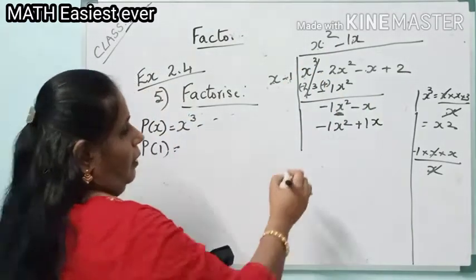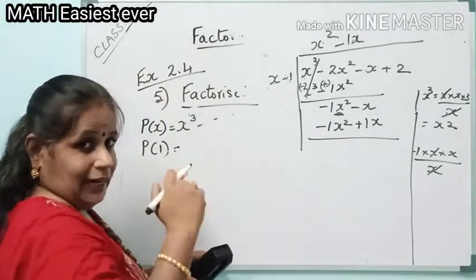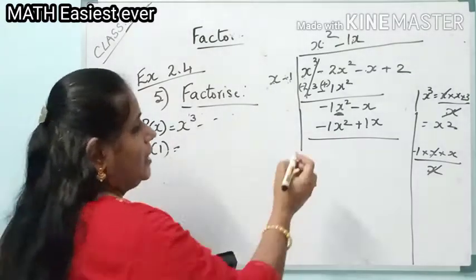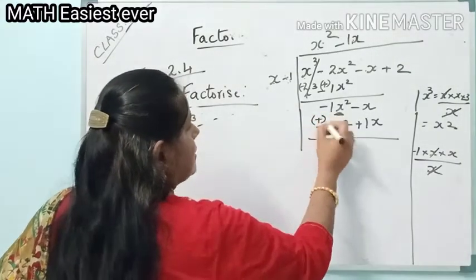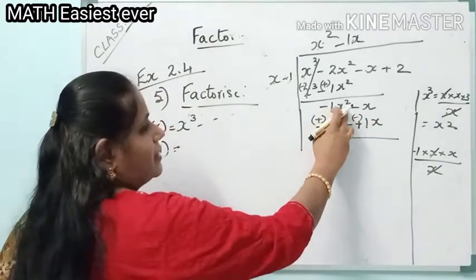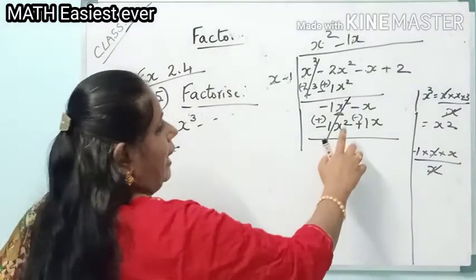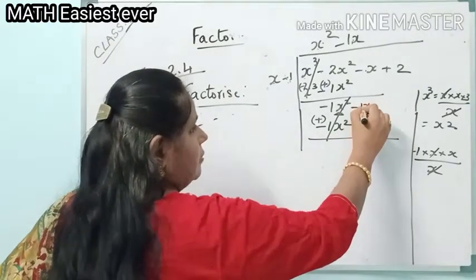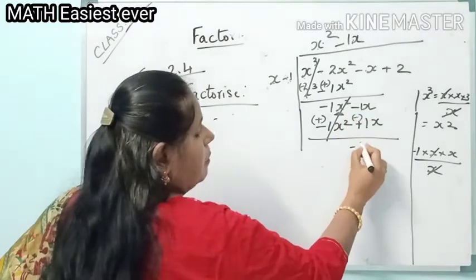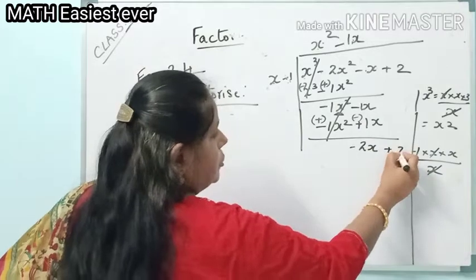Okay. Now, as I told you, you have to subtract the second line. While subtracting, your sign will change. So minus will become plus and this plus will become minus. So minus 1x square and plus 1x square get cancelled. Now what do you have here? Minus x means it's minus 1x. Minus 1x, minus 1x becomes minus 2x. Then bring down the next term, plus 2.